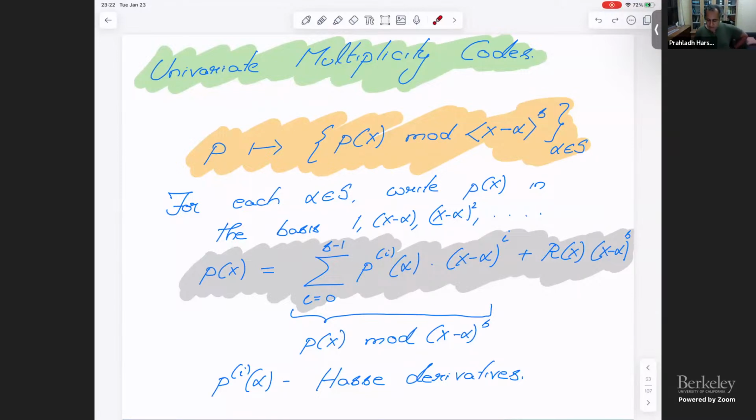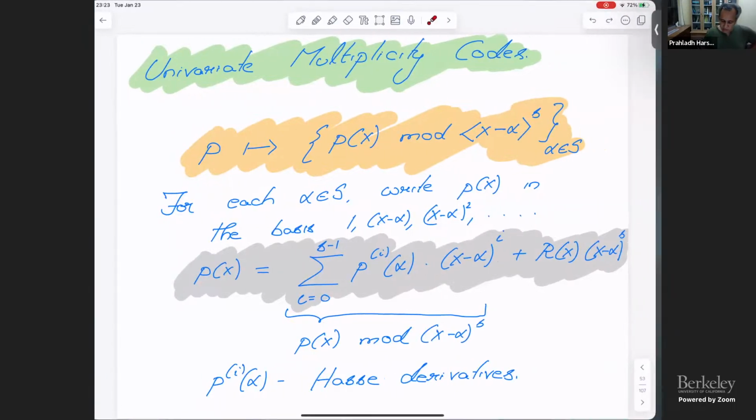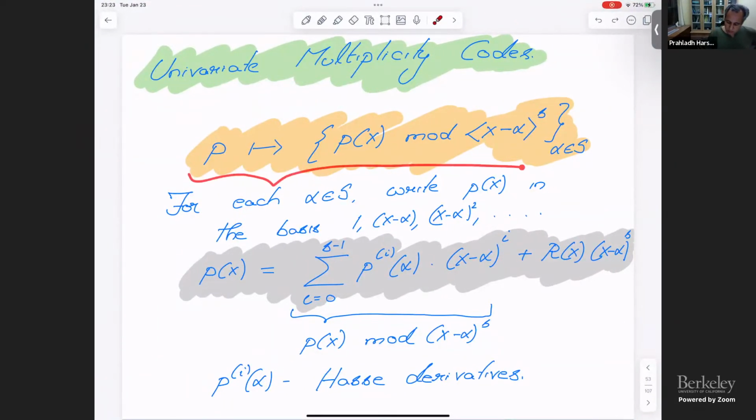So the pi alphas are Hasse derivatives. They share more or less all the properties of the derivatives, except for some scalings. And the first S Hasse derivatives are what constitute the S field elements that you're going to give in order to represent a polynomial at a particular location. So this is the definition of the univariate multiplicity code.